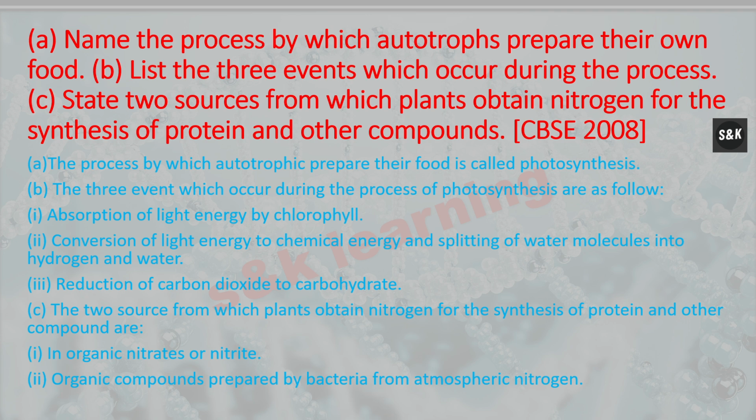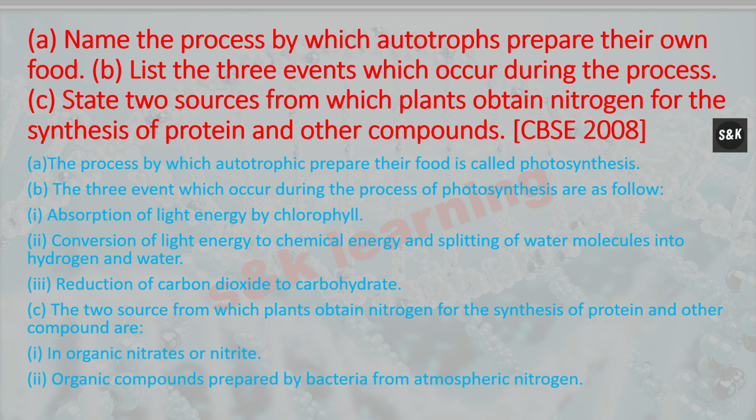The process by which autotrophs prepare their own food is called photosynthesis. B. List three events which occur during the process. The three events which occur during the process of photosynthesis are as follows. A. Absorption of light by chlorophyll. Second, conversion of light energy into chemical energy and splitting of water molecule into hydrogen and oxygen. Third, reduction of carbon dioxide to carbohydrates.